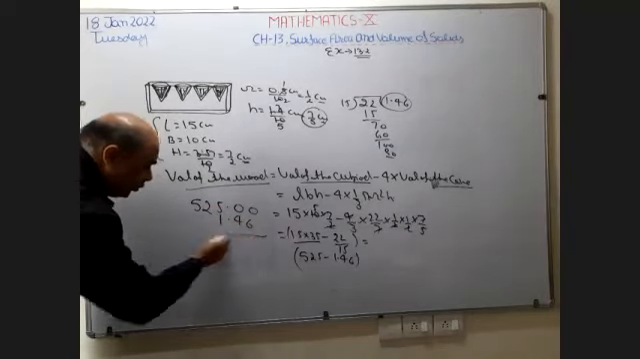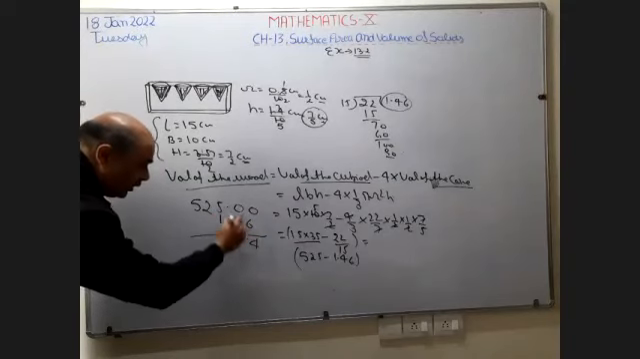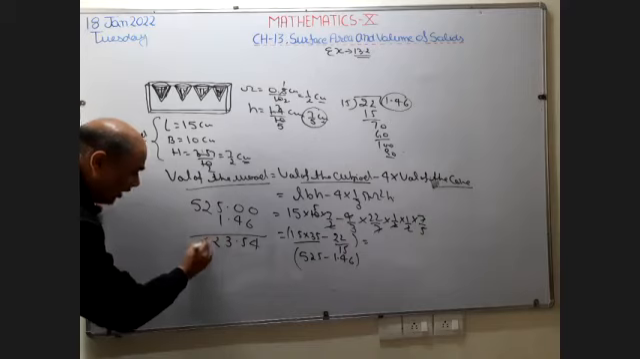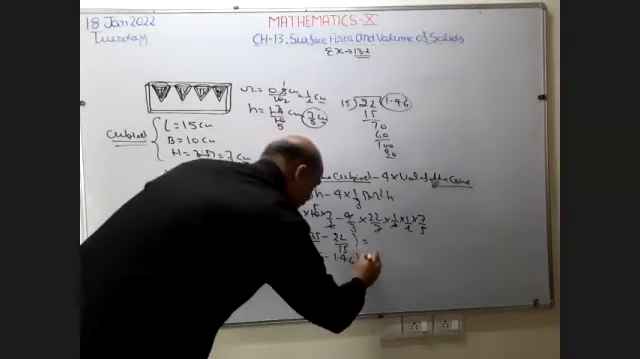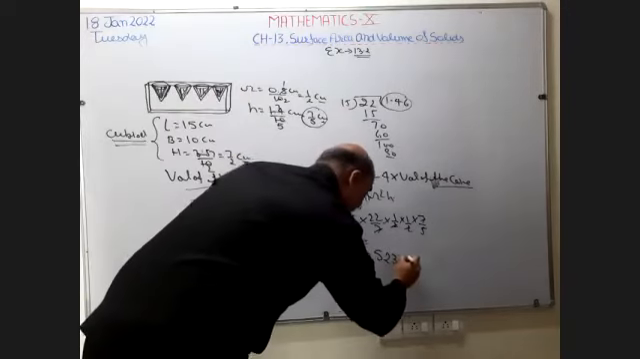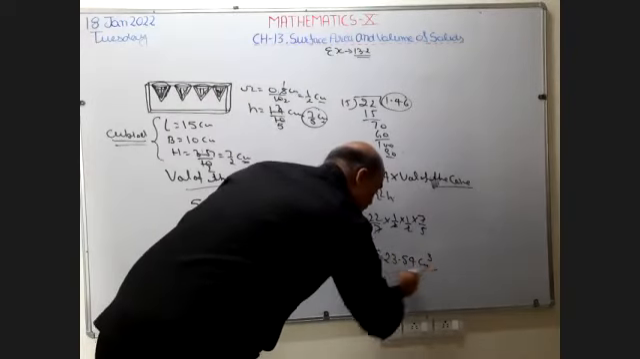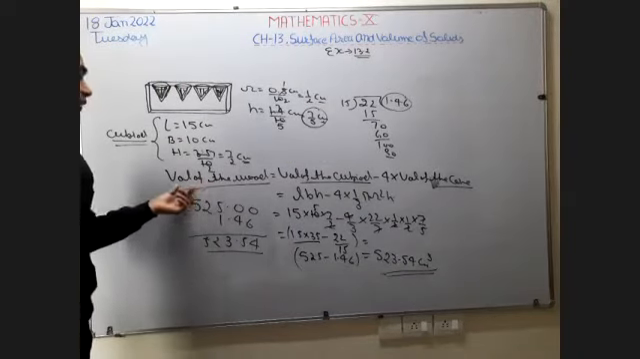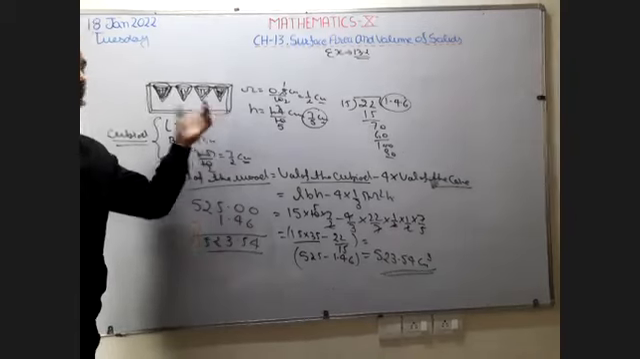Minus 1.46. Take 1, 0. 10 minus 6, 4. 9 minus 4, 5. 4 minus 1, 3. 2 and 5. So the answer becomes 523.54 centimeter cube. So this is the volume of the wood, or the volume of the remaining wood of the cubit.